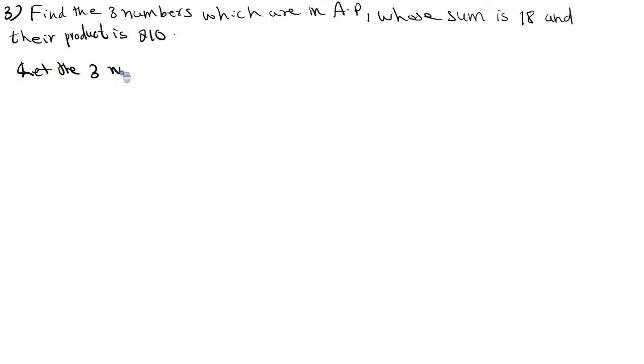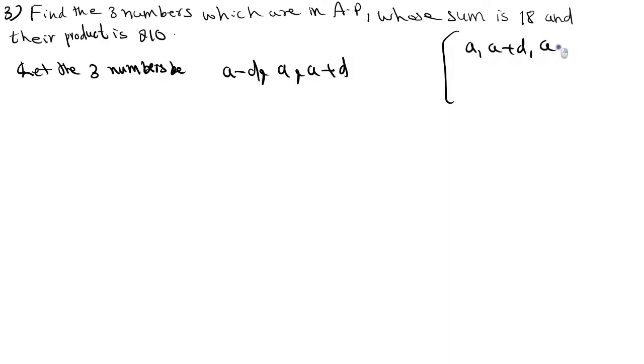Here, let the three numbers be a minus d, a, a plus d. Actually, AP means you are taking a, a plus d, a plus 2d. It's a standard notation, but if you take these numbers, simplification is a little difficult. That's why take the three numbers as a minus d, a, a plus d. Check whether it's an AP or not.